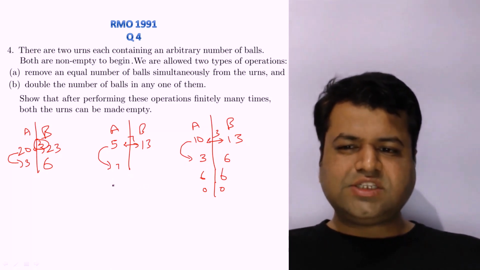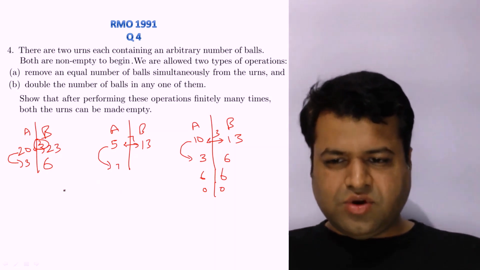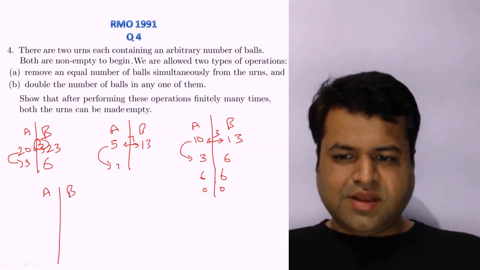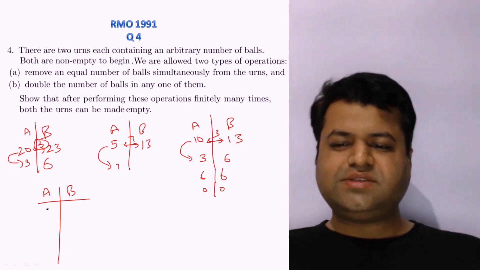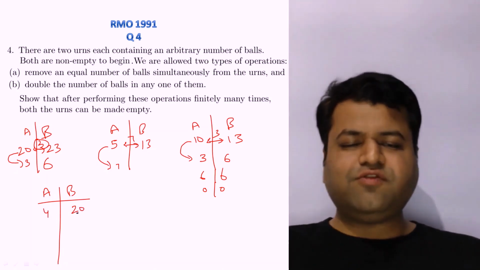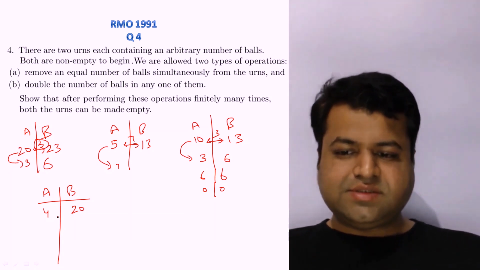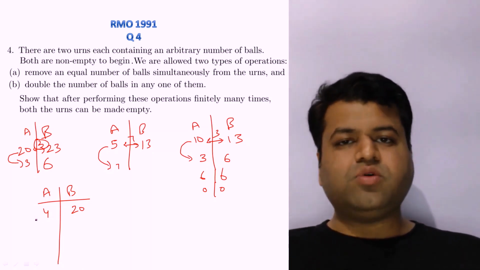Now let's discuss one more approach. This is quite a good approach that I like the most. Let's say A and B have some balls, right? So let's say A has 4 balls and B has, let's say, 20 balls, just for an example, right? Now I have made this A contain just 1 ball, okay?